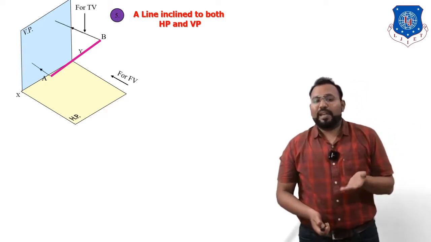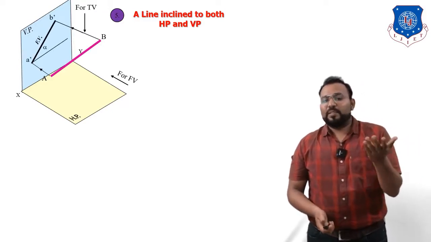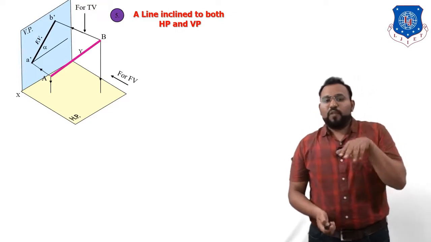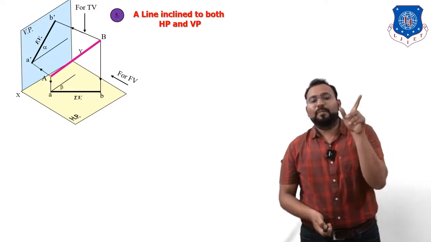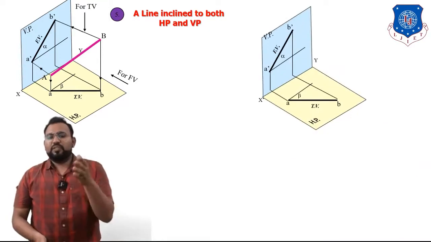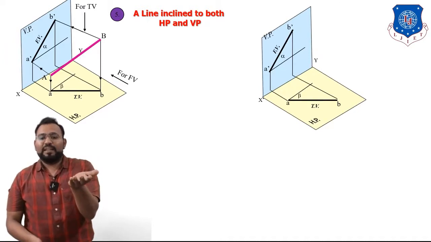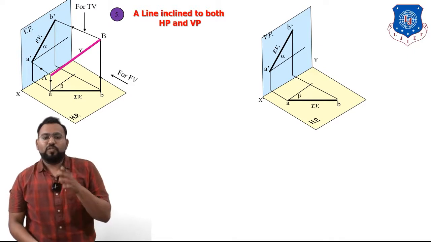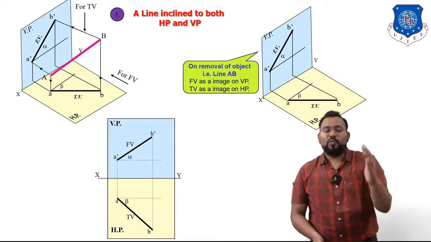Now let us take the projection of this line on VP. It is going to look like this. Give it the name A dash B dash, and you can see the angle alpha over here. In the same way, let us take the top view on HP. It is going to look like this. Give it the name AB, and it will make angle beta. Now I have removed the original line, and now let us rotate the HP to get the final projection. We have to rotate HP 90 degrees clockwise. So the final projection is going to look like this.